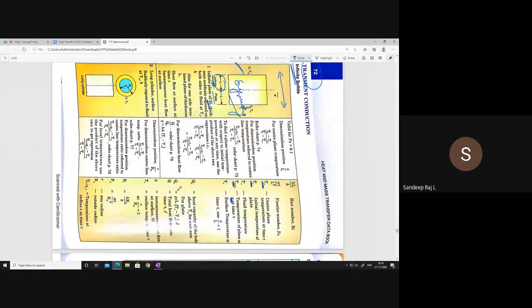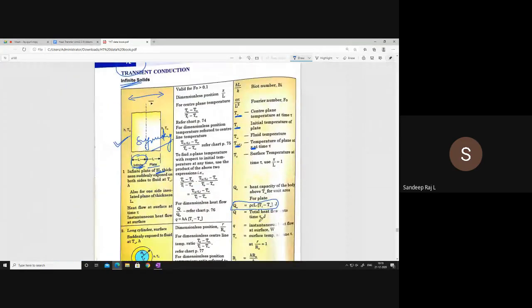Once you get the Q by Q naught value, the next thing is you have the formula for Q naught here. The formula for Q naught is given to you in the data book. This is your Q naught value. Once you know the Q naught value, you can substitute into Q by Q naught and calculate the Q value. So students, I hope it's clear how to solve this particular problem.